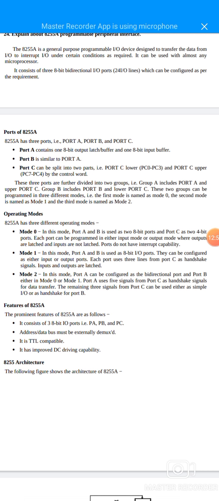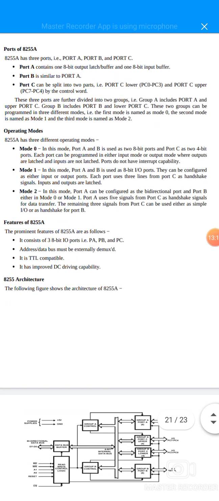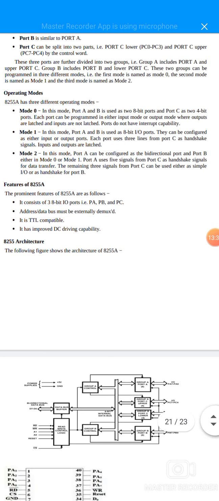Mode 2: in this mode, port A can be configured as a bidirectional port and port B works in either mode 0 or mode 1. Port A uses 5 signals from port C as handshake signals for data transfer. The remaining 3 signals from port C can be used either as simple input output or as handshake signals for port B. Features of the 8255A: it consists of 3 8-bit input output ports, PA, PB and PC. The address data bus must be externally demultiplexed. It is TTL compatible and has improved DC driving capability.